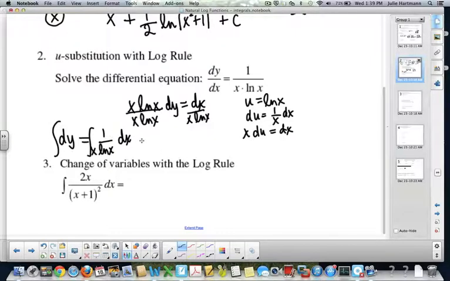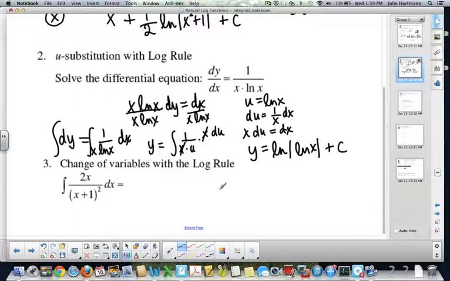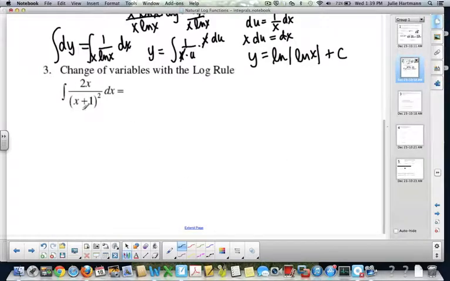So integral of dy is y. Here you're going to have 1 over x times u times x du. That x cancels. Okay, so the integral of 1 over u is ln of the absolute value of u. U is ln of x plus c. Okay, so yes, this is more practice with u substitution. Okay, all using ln of x. So change of variables. This one right here.